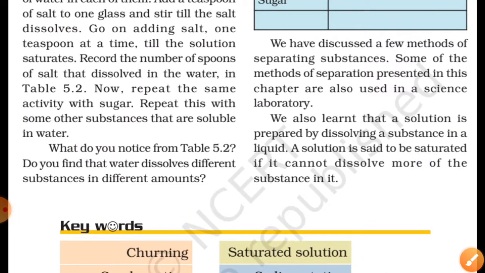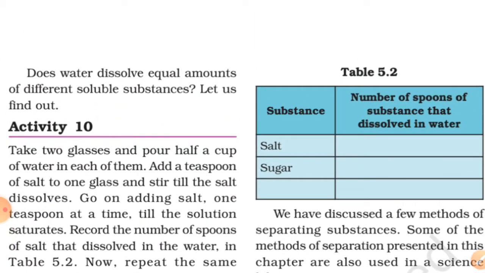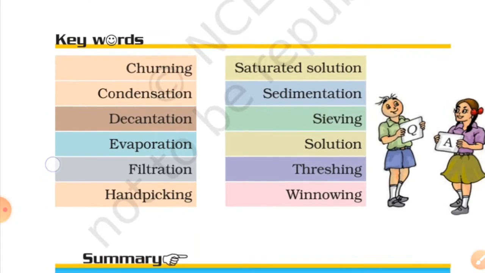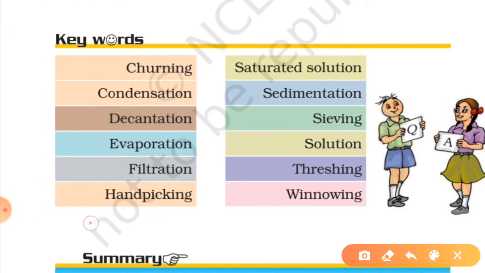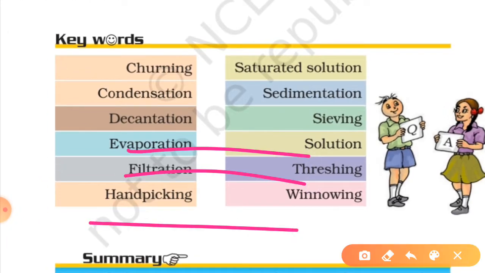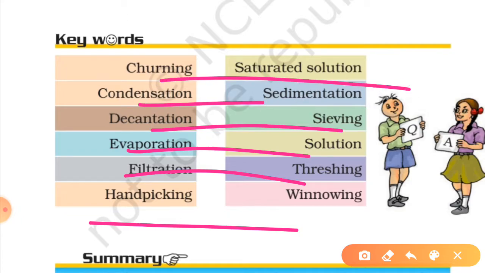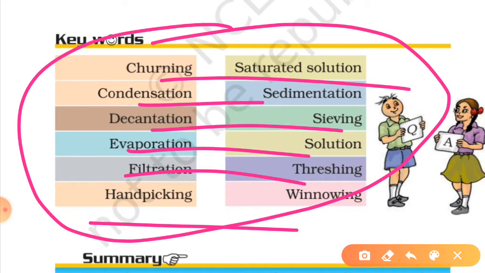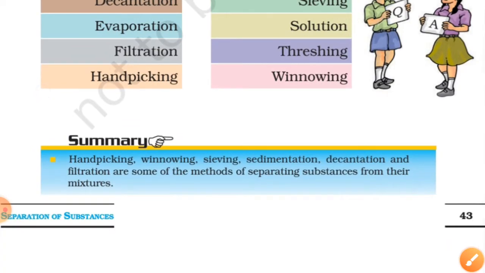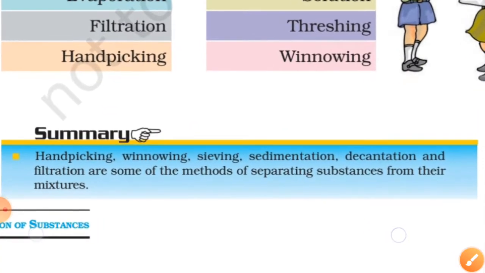So from this we have finished our chapter. There are this many keywords. You remember this and write these keywords in your notebook. Write the definitions also of these keywords. Okay, now we will do the summary of this chapter.